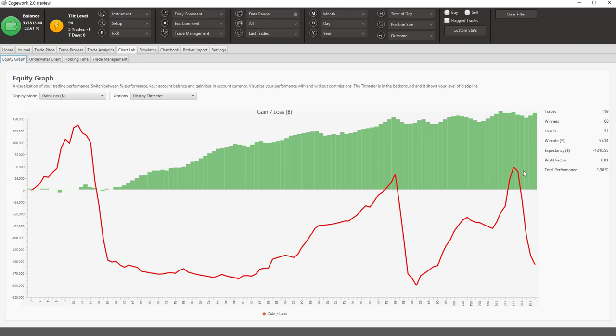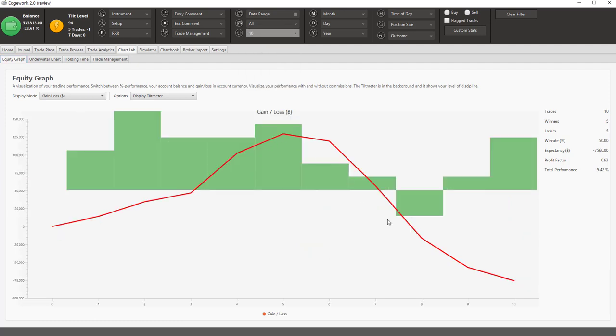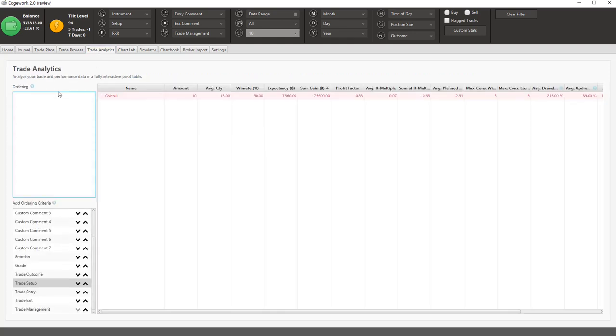One thing that I want to address is here in the last part: it seems like over the last few trades he has lost quite a bit of money. And when you look here at the last 10 trades, we can see this huge decline. So I want to look at what is happening here in the last 10 trades. We can go back to the trade analytics.